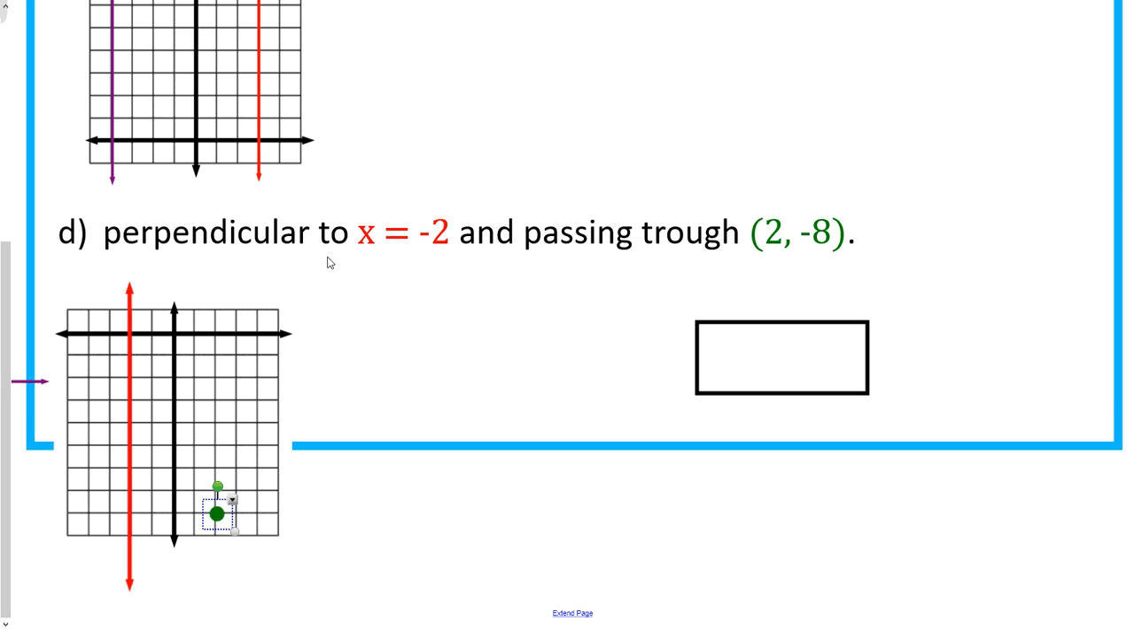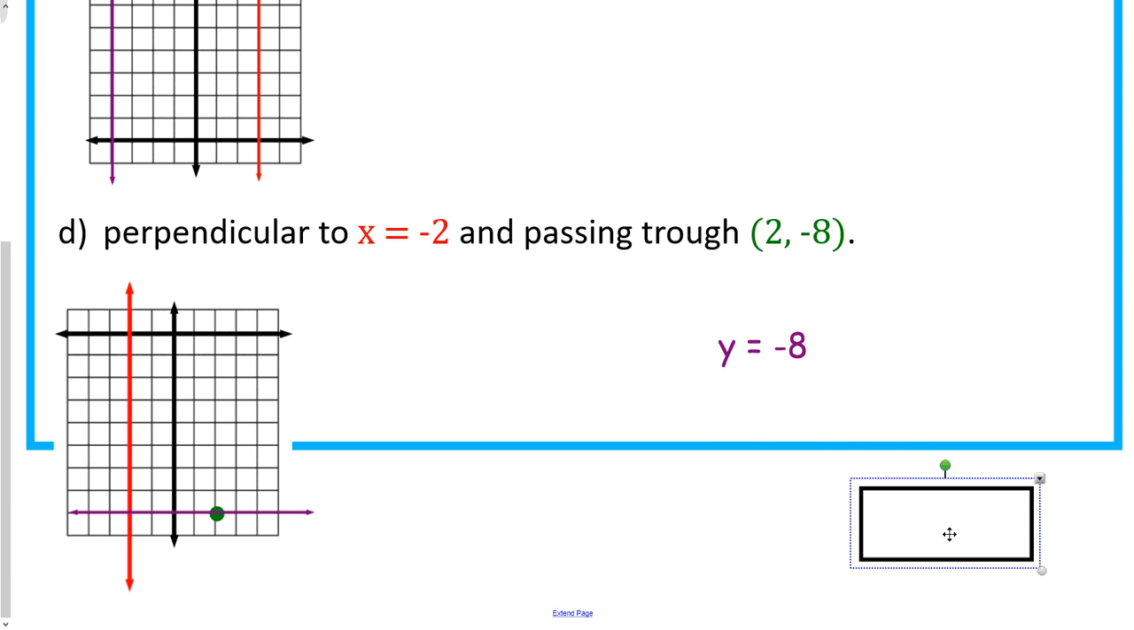Now perpendicular means that instead of being vertical, our line's going to be horizontal, right? It has to cross that red line at a 90-degree angle. So I'm going to put my equation right in the spot here. Okay, it's perpendicular and it passes through that green dot. So what is the equation of that line? Well, it has a slope of 0, right? It's a horizontal line. It has a y-intercept of negative 8. Okay, that means our equation is y equals negative 8.